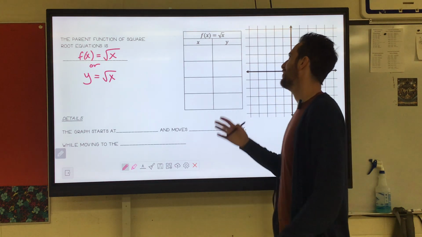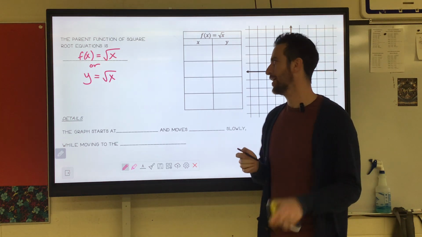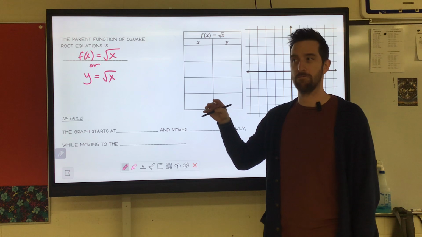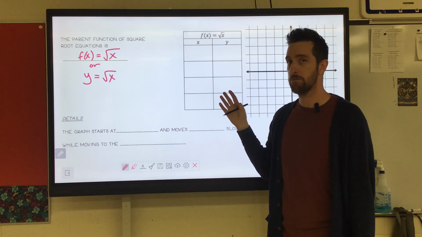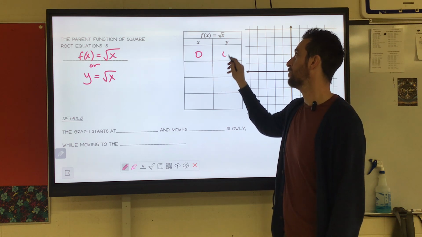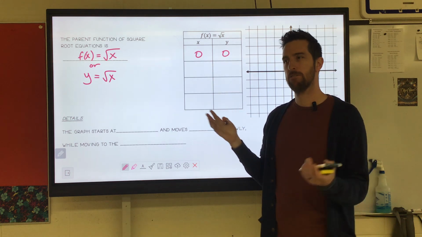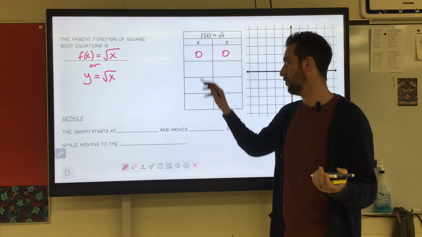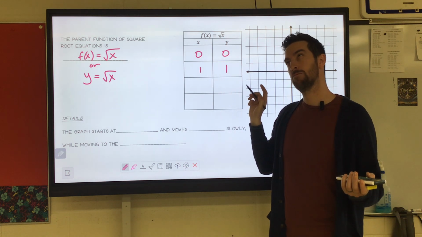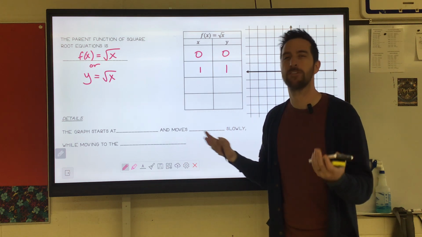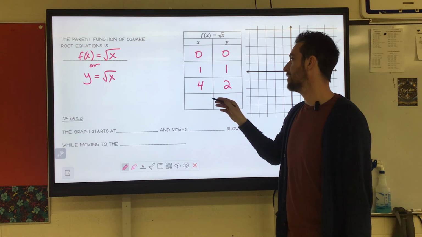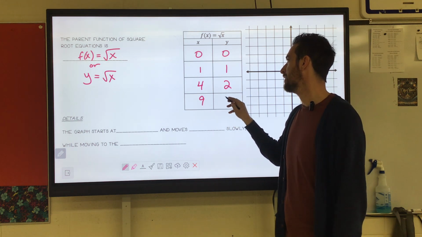All right, now let's look at our chart first and then we'll see some stuff. Now we have to pick numbers for x that we can square root. We can't square root negative numbers. The smallest number we can square root is 0, and the square root of 0 is 0. What other positive numbers can you square root? Well, the square root of 1 is 1. The next number I could square root is 4. We're thinking of our perfect squares. The square root of 4 is 2, and another one would be the square root of 9 equals 3.